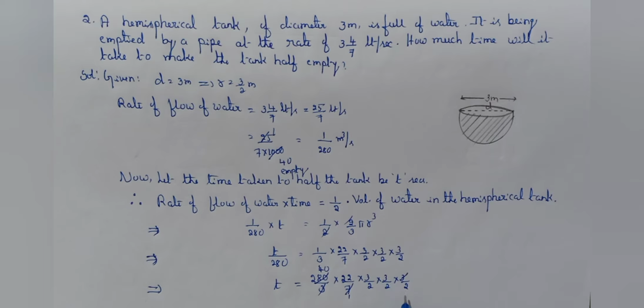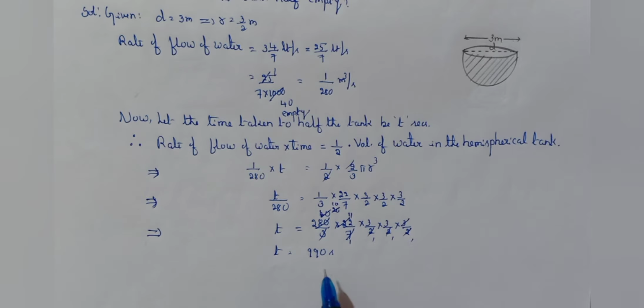Cancel this 3. Then 2 elevens are 22, 2 tens are 20, next 2 fives are 10. So t is equal to 990 seconds. Convert 990 seconds into minutes. 990 seconds is equal to 16.5 minutes.